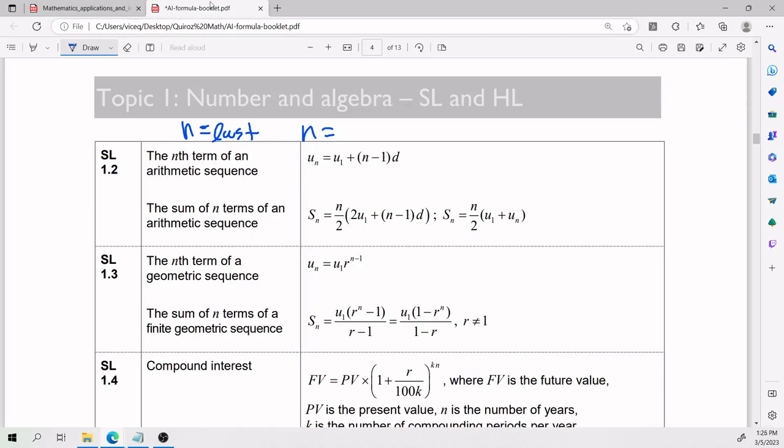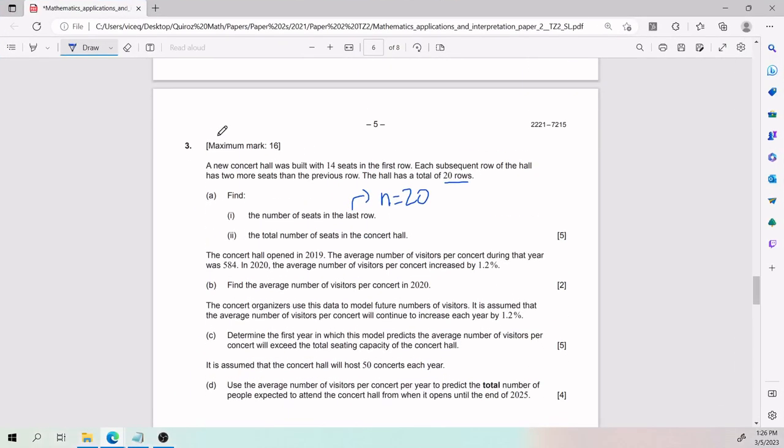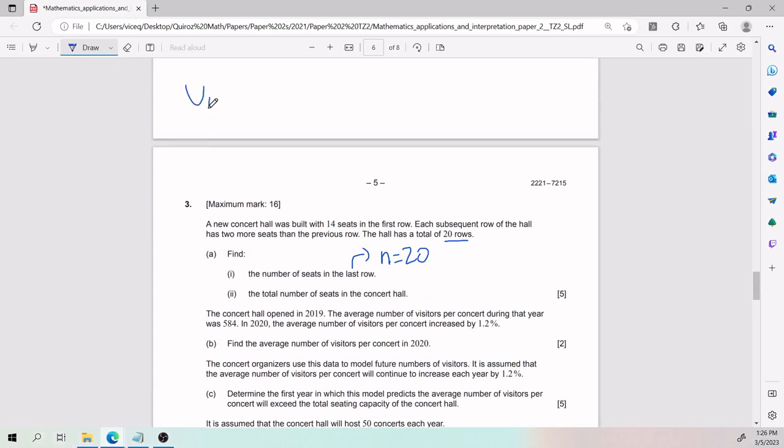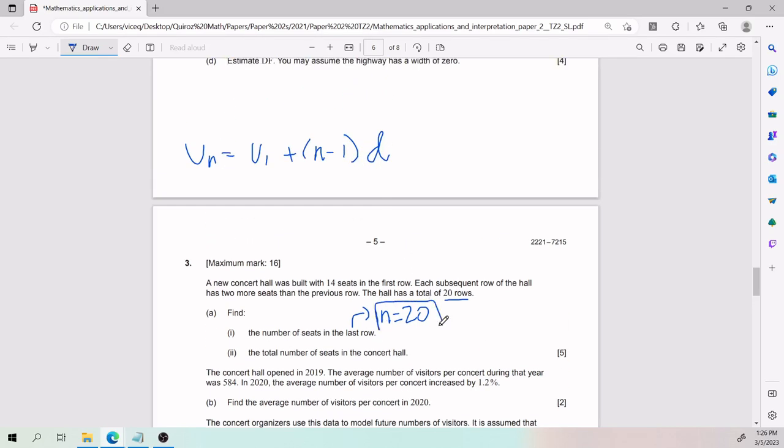Let me take a second and write down this formula real quick, just so that we're all on the same page. The formula is u_n equals u_1 plus n minus 1 times d. First of all, n is 20, so that is already a good starting point. Let's understand what u_1, n, d, etc. are. n is going to be your nth term, and in this case n is 20. d is going to be your common difference. That's also why it has a d on it.